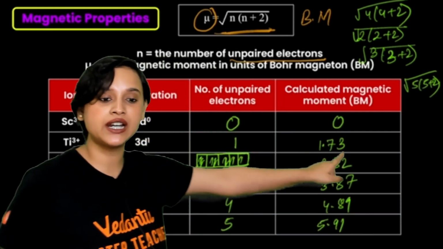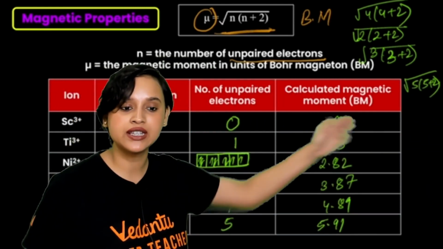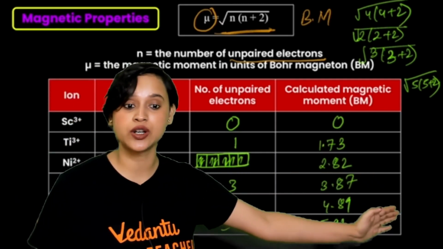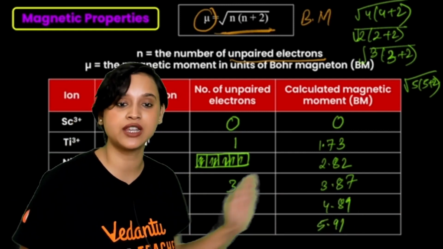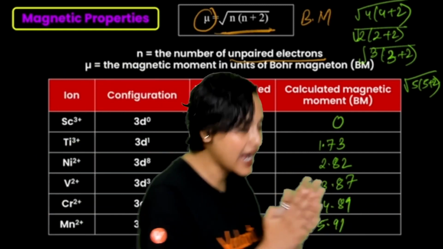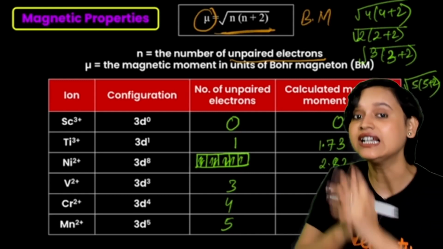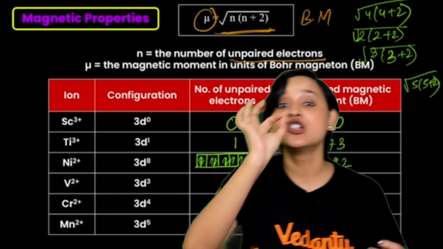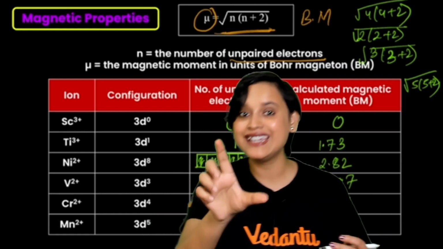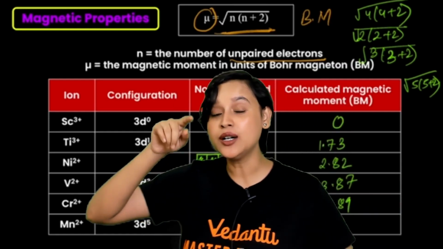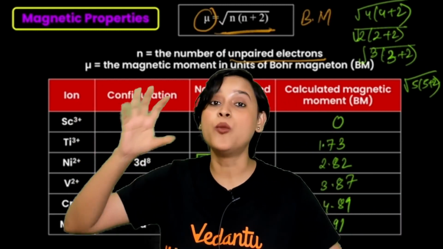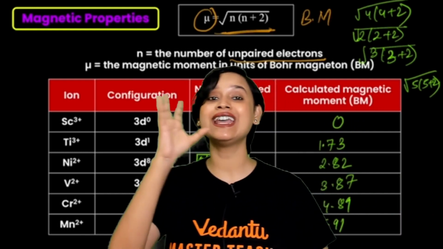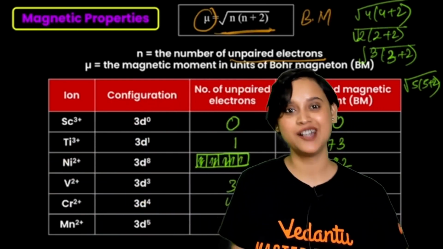If there is 1 unpaired electron, then the value comes to be 1.73. If there are 2 unpaired electrons, the value comes to be 2.82. If there are 3 unpaired electrons, 3 point something. 4 unpaired electrons, 4 point something. 5 unpaired electrons, 5 point something. And that means we have come to a trick here: however many unpaired electrons there are, majority of the time you will see that the magnetic moment in Bohr magneton will be 0.75 to 0.83 more than the number of unpaired electrons.